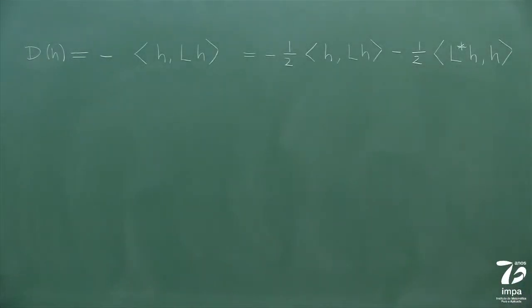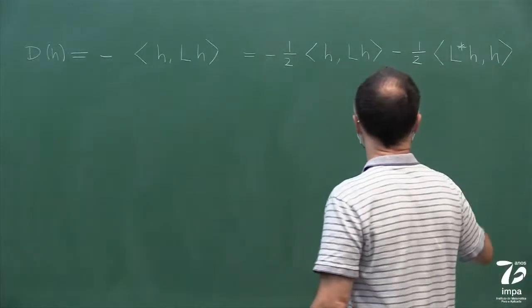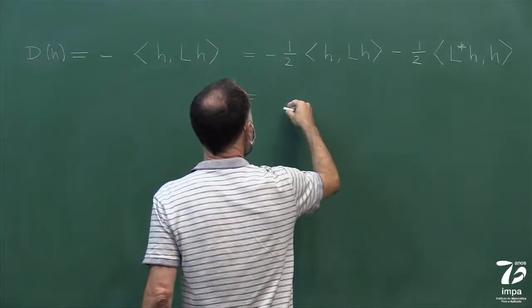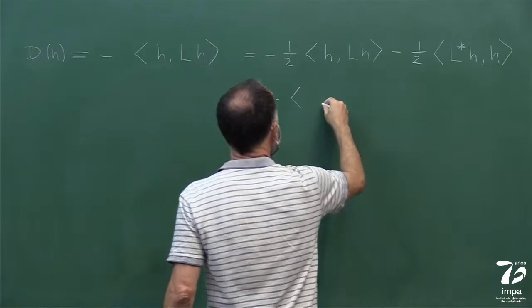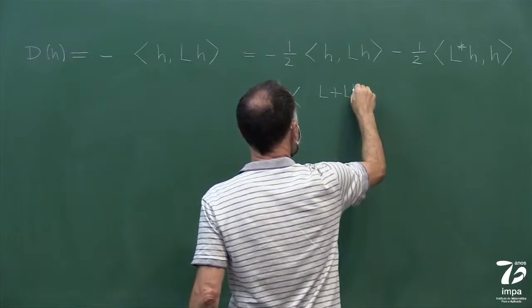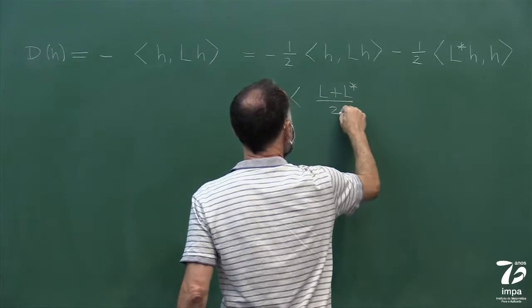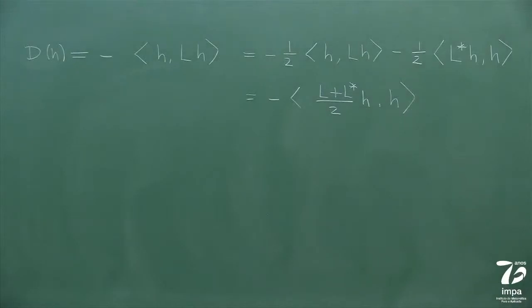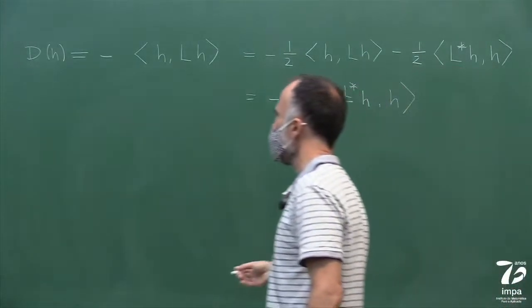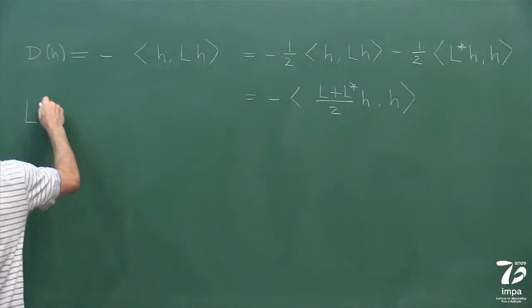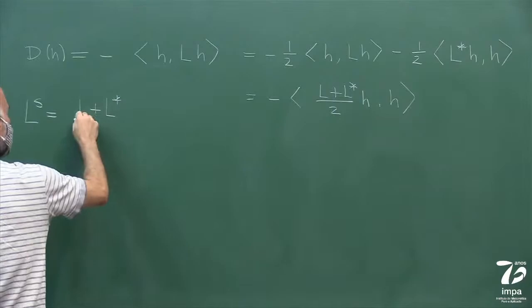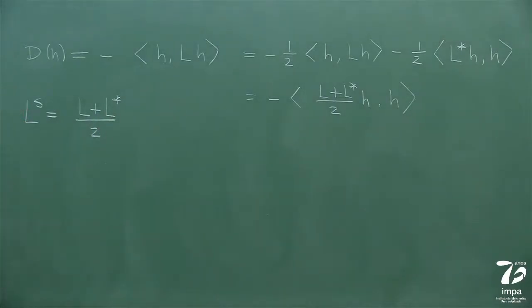Okay? I didn't do anything. This is just, and this is minus L plus L star divided by 2 of H. And this is what I will call the symmetric part of the generator. So Ls will be equal to L plus L star divided by 2.